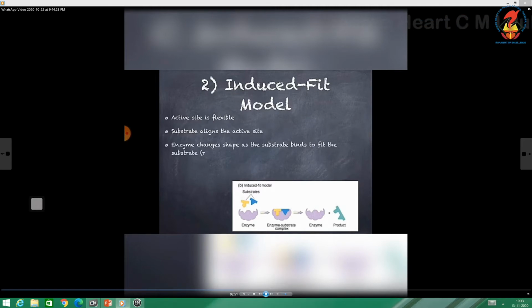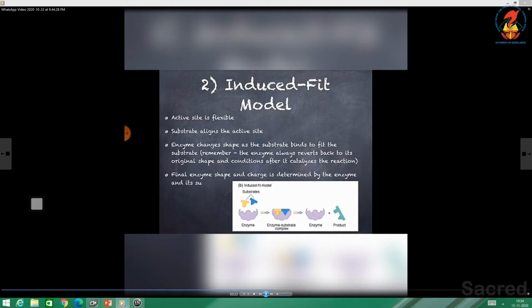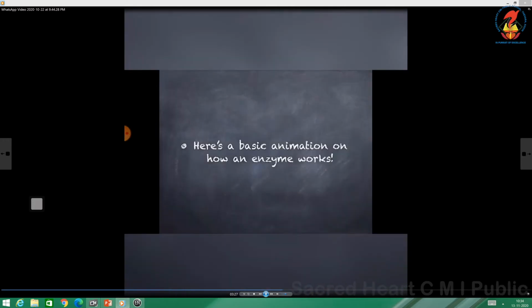But remember, once the reaction is over, the enzyme reverts and gets its original shape and size, just like the gloves. When you remove your hand from the gloves, they get their original shape. So here the enzyme active site is slightly flexible so as to make the substrate fit into the active site, whereas in the other case it is fixed. So remember, here the active site is flexible, not static, whereas in the previous model the active site is static.